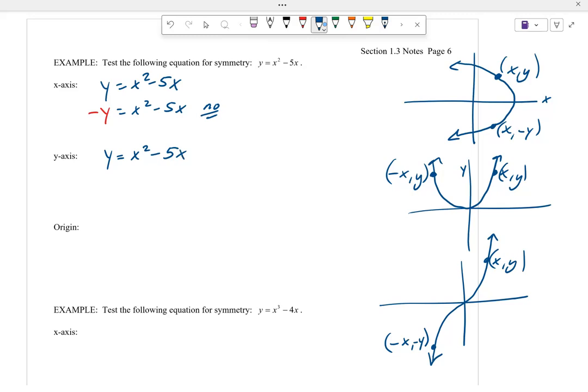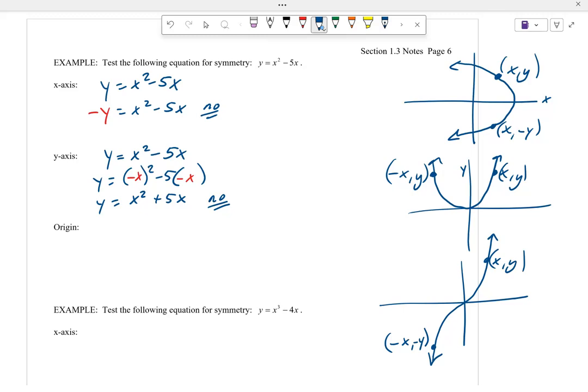How about, does it have y-axis symmetry? Well, now this is the second one, right? We're going to replace x with negative x. So I got negative x there, negative x there. I replace x with negative x and see if I get the same thing. Well, negative x times negative x is x squared, negative 5 times negative x is a positive 5x. Is that what I started with? Not quite, right? We started with y equals x squared minus 5x. We ended up with y equals x squared plus 5x. So no. No symmetry again.